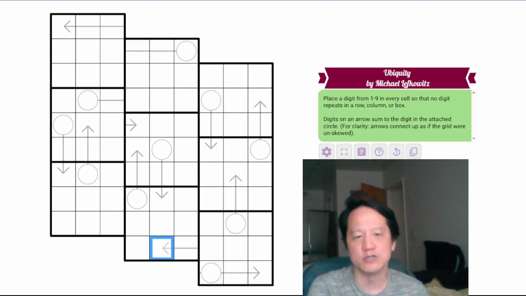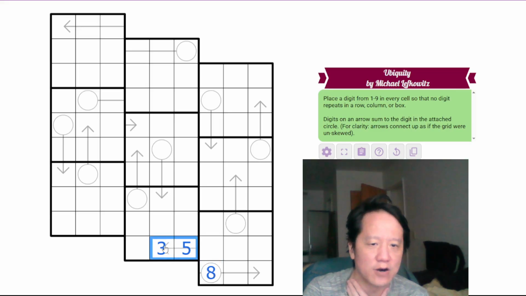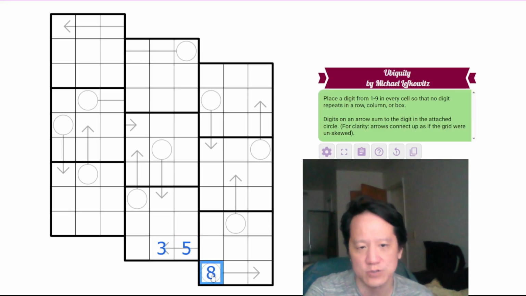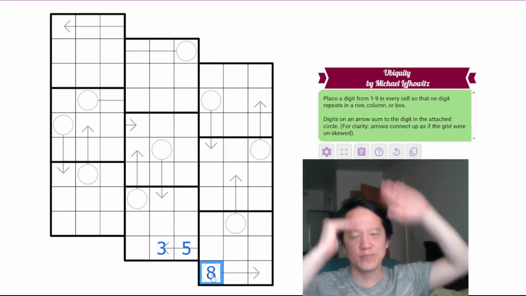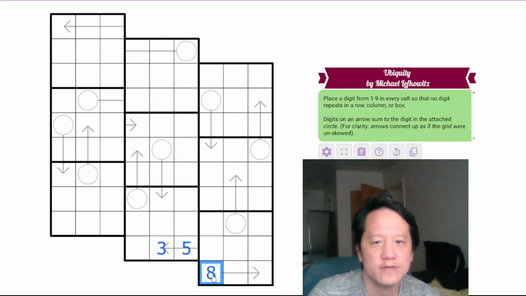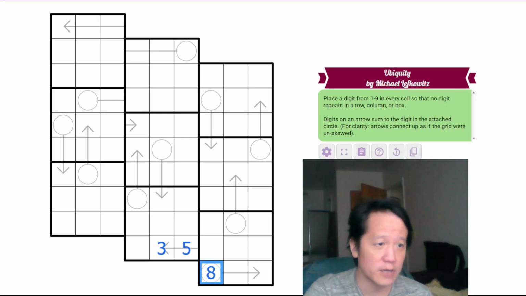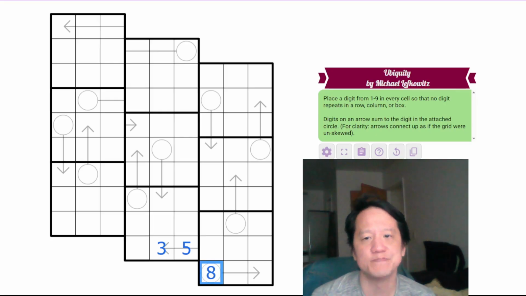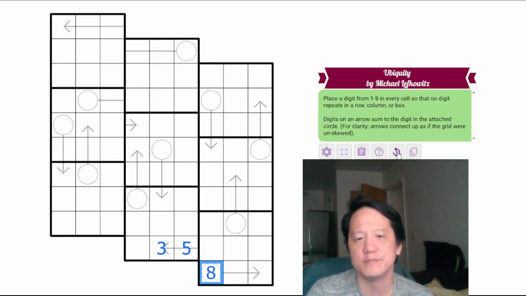This digit is the sum of these two digits on that arrow. So say this was like 3 and 5 here, this would have to be 8 because these digits are the arrow that's attached to this circle here. We just have to unskew the grid again for that to show. Anyways, those are all the rules. If you'd like to play along, there's going to be a link in the description. And now, I'm going to get started.